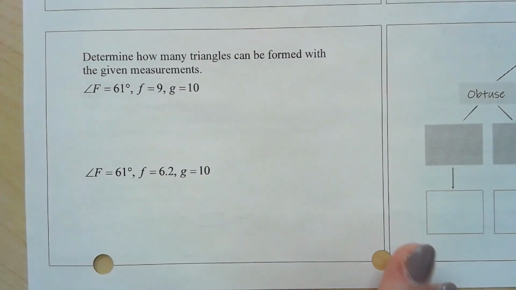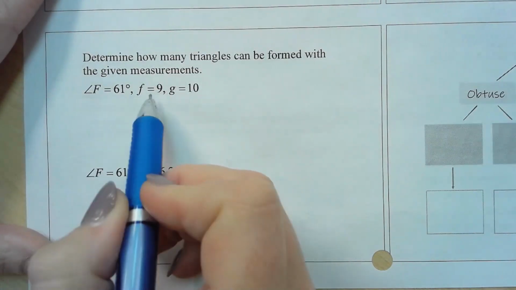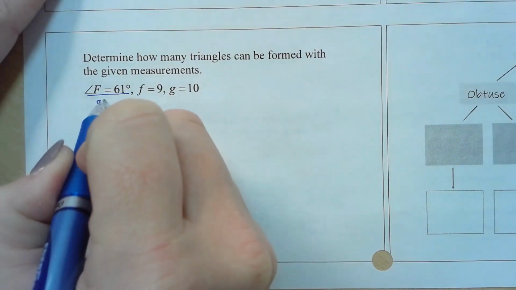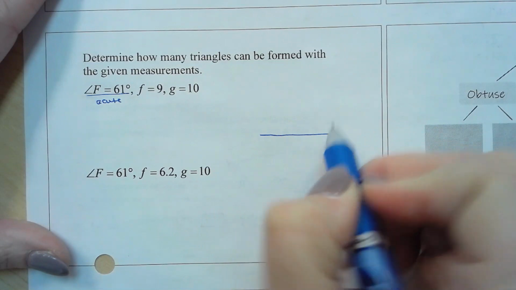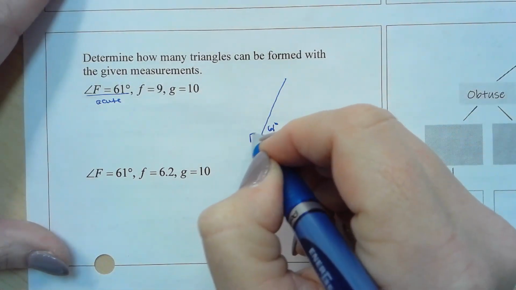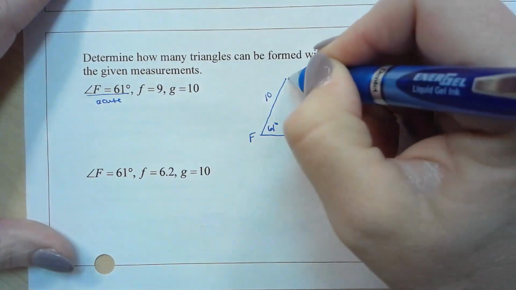All right. So let's take a look here. It says determine how many triangles can be formed with the given measurements. All right, so let's draw a picture. We have angle F, side F, and side G. So angle F is acute. Might draw it to scale a little bit, 60-ish degrees. It's angle F. Side F is 9 and side G is 10.